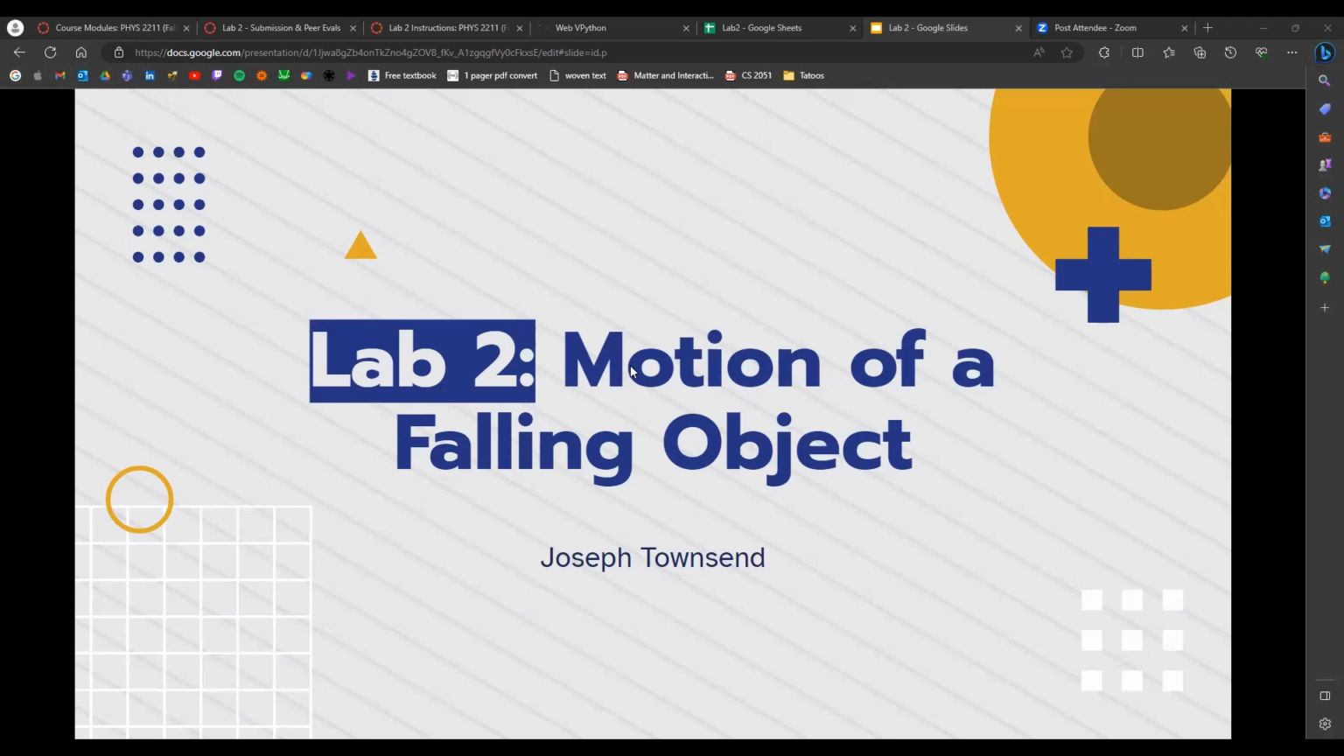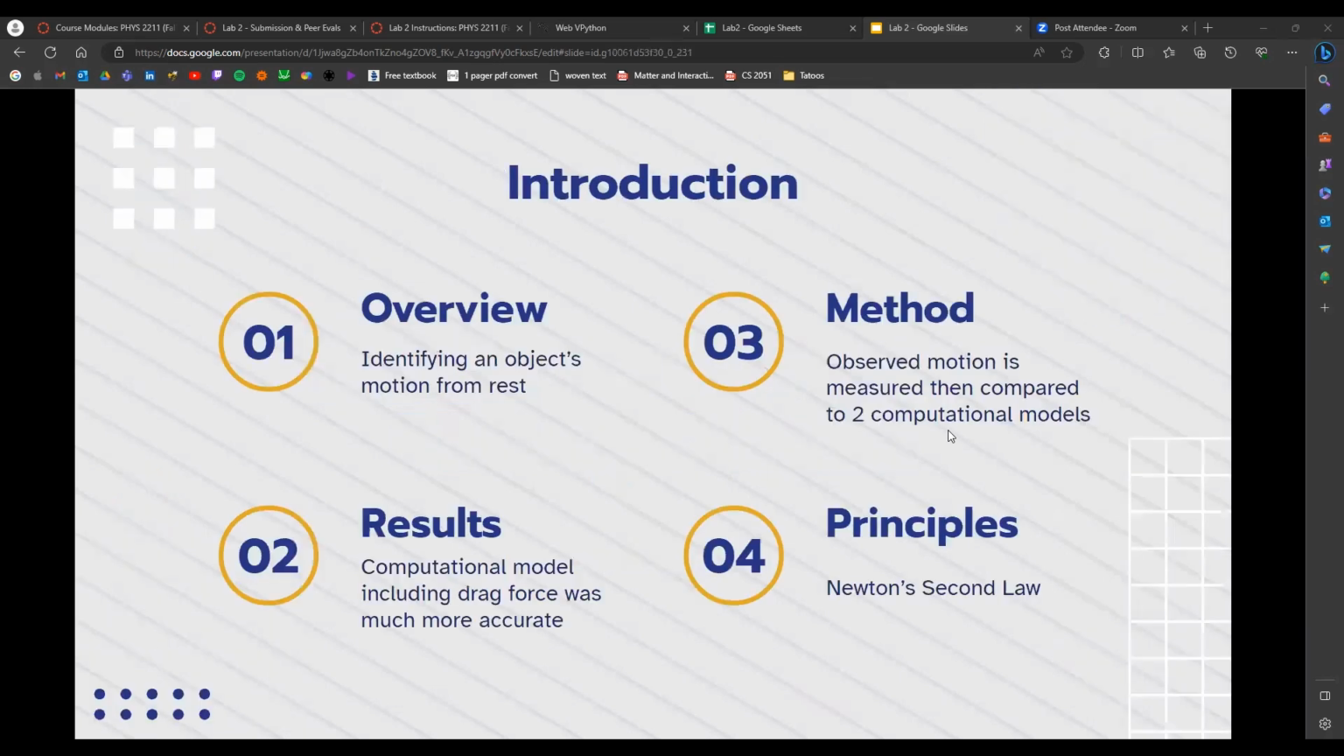Hello everyone, this is my Lab 2 presentation on the motion of a falling object. The general overview of this lab was to identify an object's motion from rest given non-constant forces.